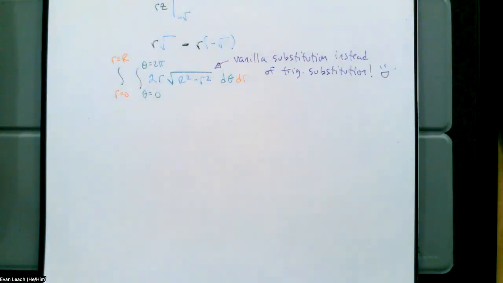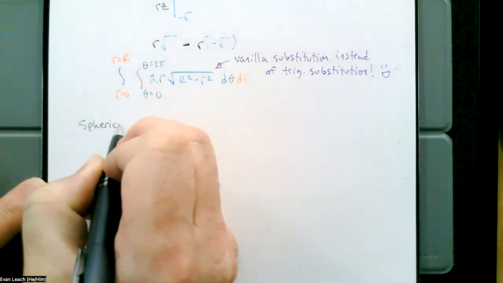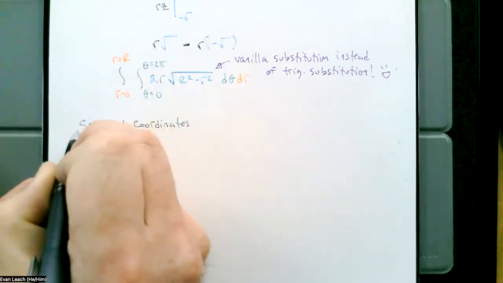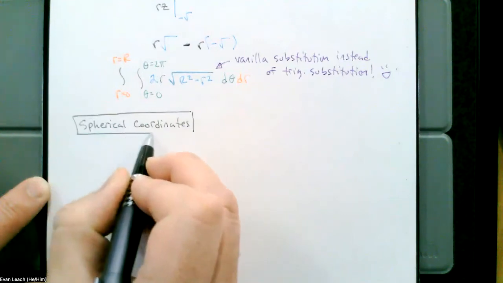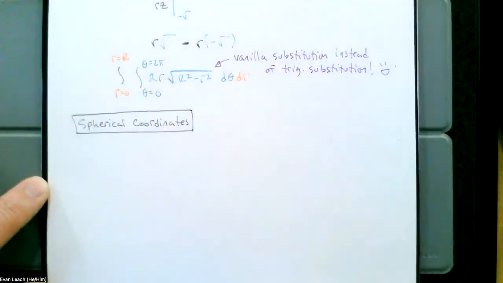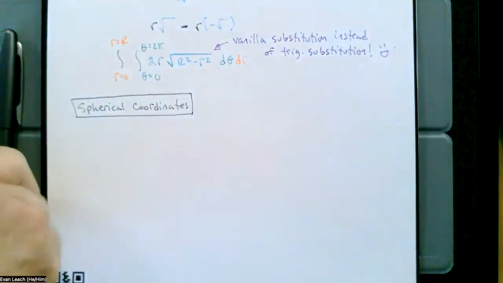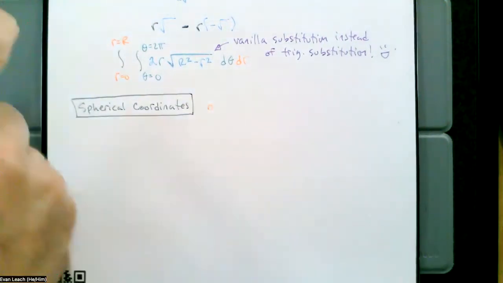Spherical coordinates. These ones are actually different. This is not just like sticking a z-axis onto some coordinates that we had before. So we got to talk about spherical coordinates. Spherical coordinates is going to be one distance and two angles.